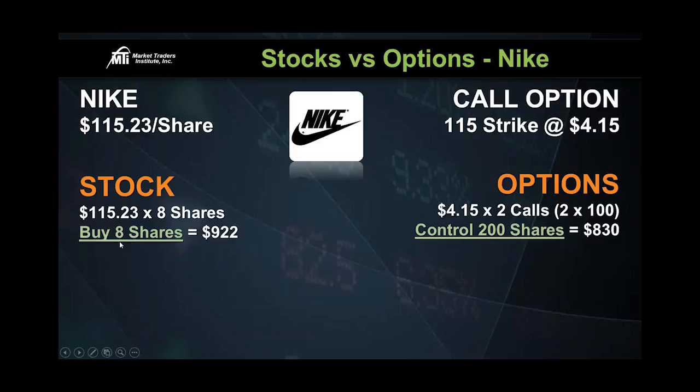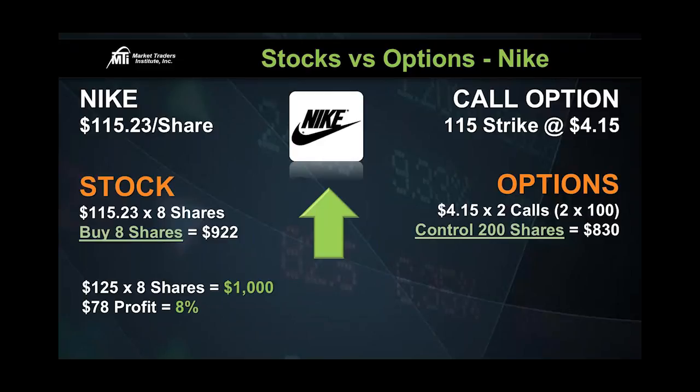So 8 shares versus 200 shares. Here's what happened. After that earnings announcement, Nike popped up for over a month. It went from 115 to 125. So as a stock trader, you made $10 per share, or about $78 in profit, or 8% in 1 month. For some of you, that might be great. Some of you might be thinking, well, you're only getting about 8 or 9% in your accounts right now in a year. That might be all you're accustomed to. You just made 8% in 1 month off of Nike.